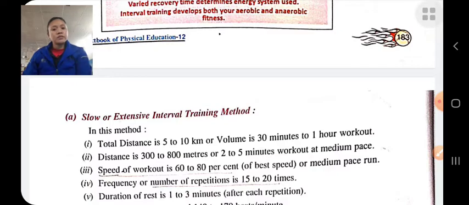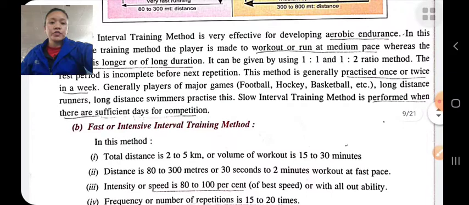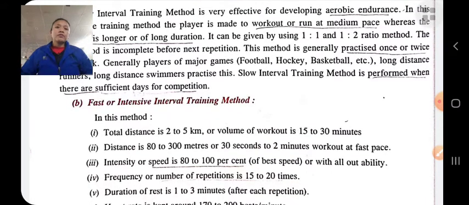Fast interval training methods are good for developing anaerobic endurance. In fast interval training methods, we do the activity with fast speed. Our speed is high, and we have to run for a short duration. The duration or distance is short, but our speed is very high, and there is incomplete recovery in between the workout. We should perform it 2 to 3 times in a week.